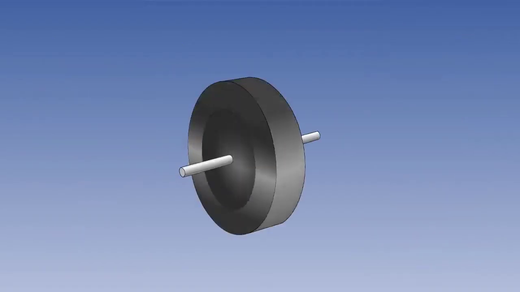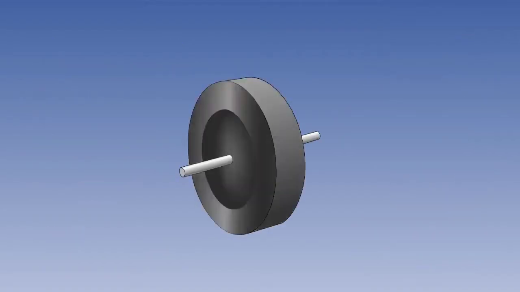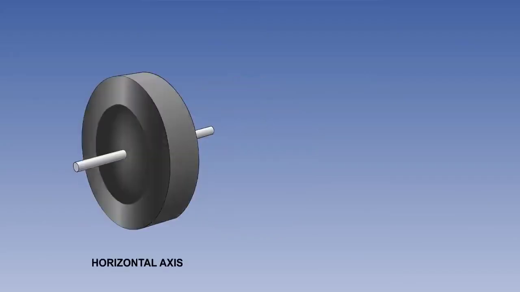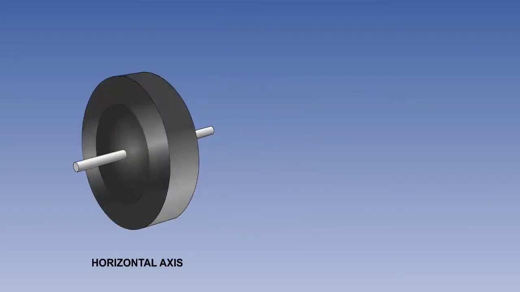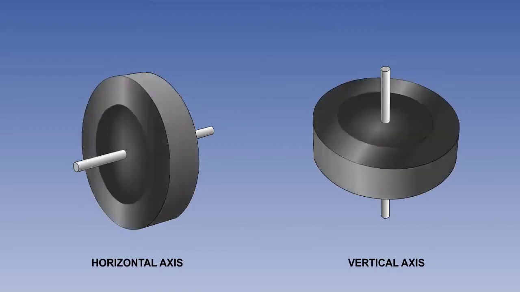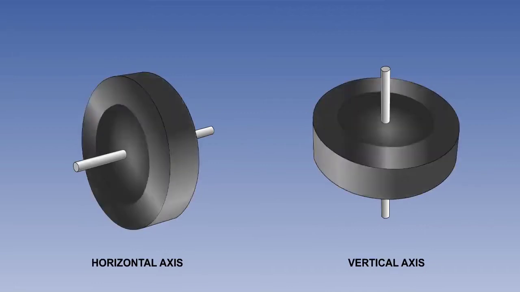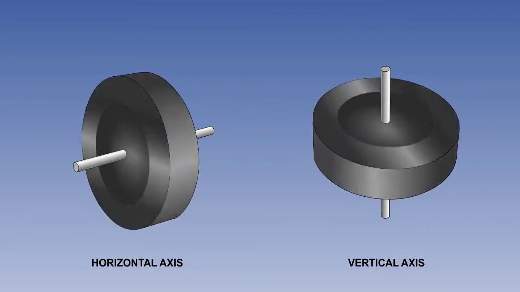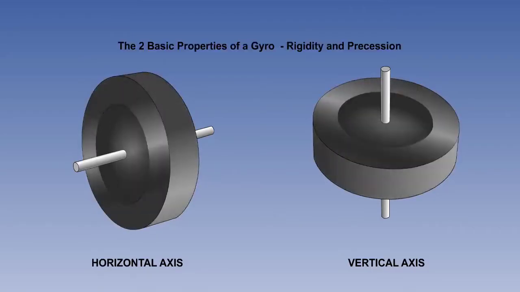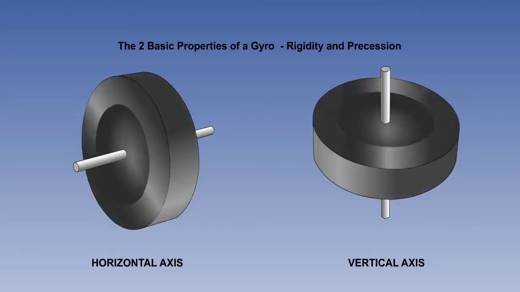The simplest form of gyro consists of a spinning disc called a rotor. The shaft which the rotor spins around is called the axis. Gyros are defined in their orientation as either horizontal or vertical by reference to their spin axis, and not the rotor. Gyros have two basic properties. These are rigidity and precession, and we will look at each one in turn.